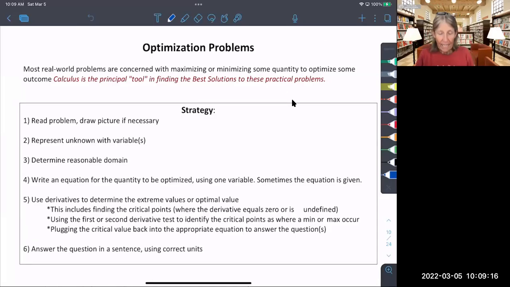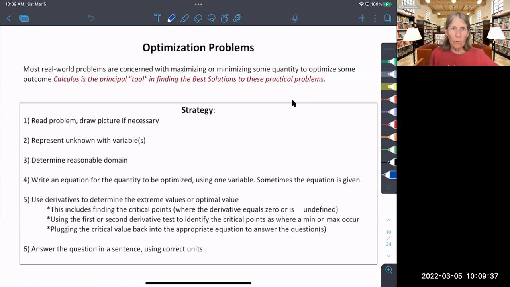Hi, everyone. So today we're going to cover optimization problems, one of the biggest and most important ideas in our calculus class. What we're going to try to do is find the optimal solution to a certain application or problem. I've got a little strategy written here in front of you.